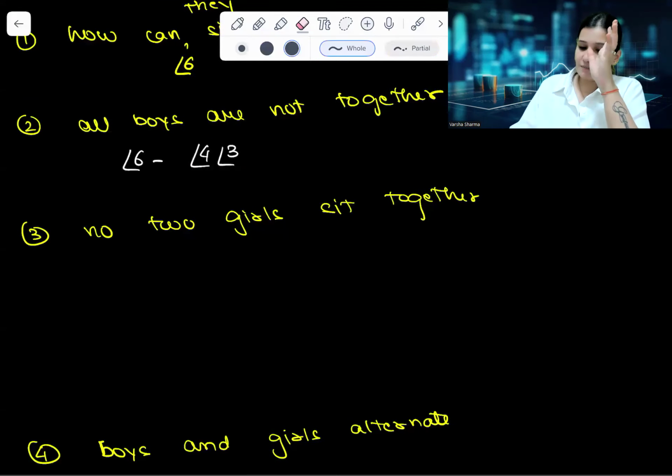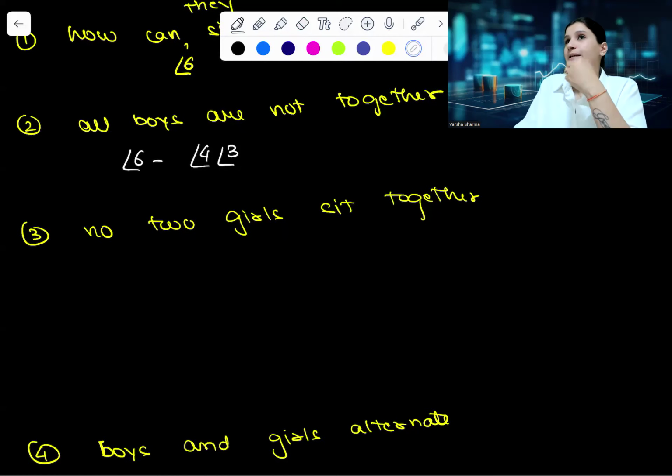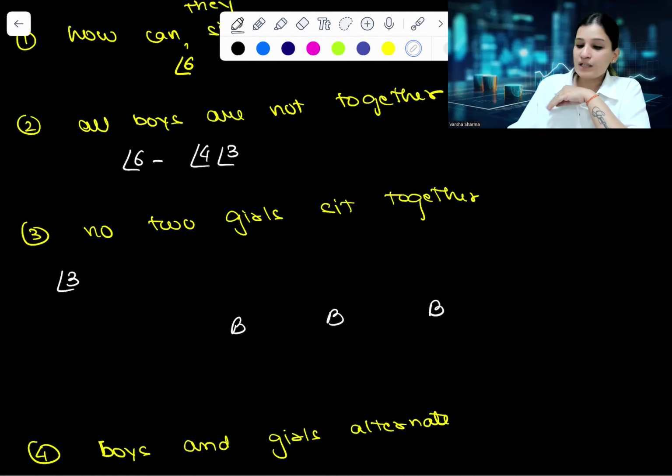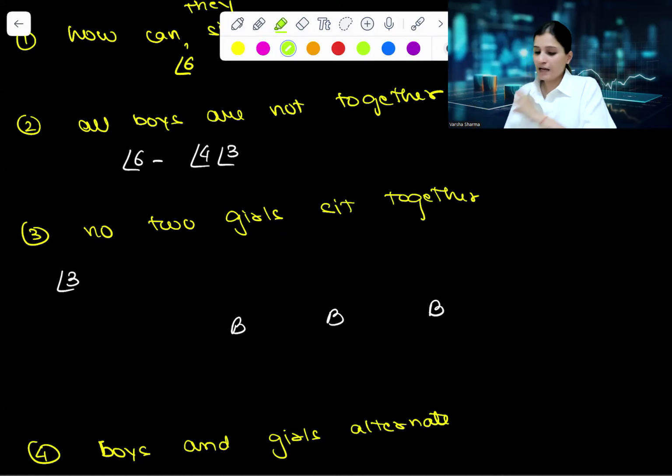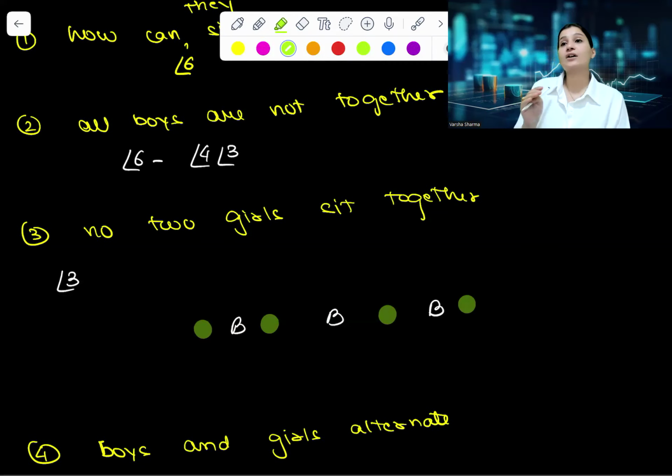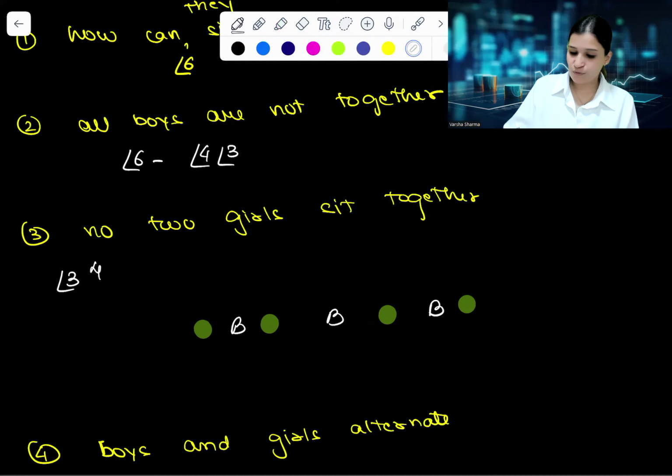So how do we do in such a sum? I don't want the girls to be together, right? So let's make the boys sit first. How many boys are there? 3 boys, and they can sit in 3 factorial ways. Now the girls will sit in the gaps. How many gaps are there? There are 4 gaps. In these 4 gaps, the girls can select any 3, and once you have selected the 3 positions, they can also arrange. So here the job is both selection and arrangement. Out of 4, I want to select 3 positions, and then in those 3 positions, I want them to sit. How many ways? 4P3.